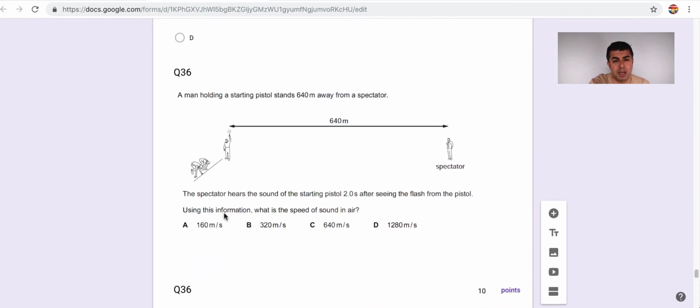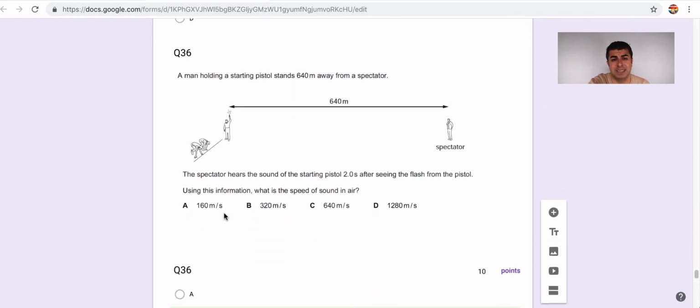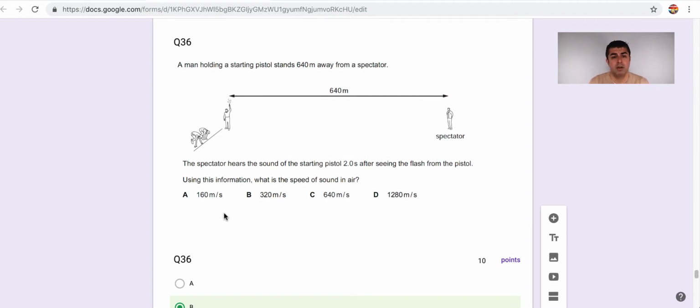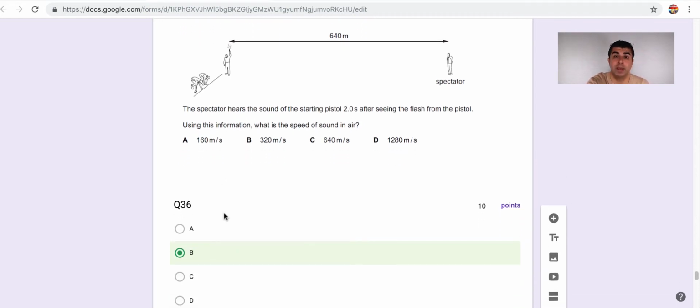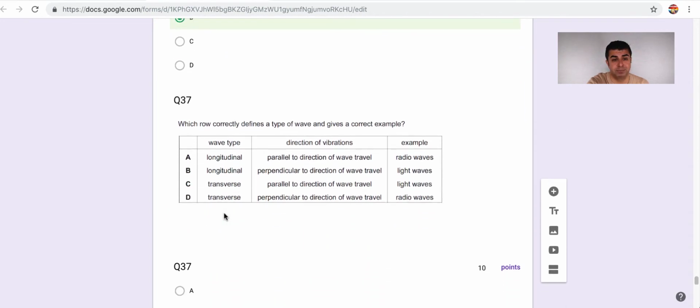Question 36. A man is holding a starting pistol, stands 640 meters away from a spectator. The spectator hears the sound of the starting pistol 2 seconds after seeing the flash from the pistol. Using this information, what is the speed of sound in air? Well, distance equals speed times time, and here speed equals distance divided by time. So 640 divided by 2 gives us 320. The answer is B for ball.